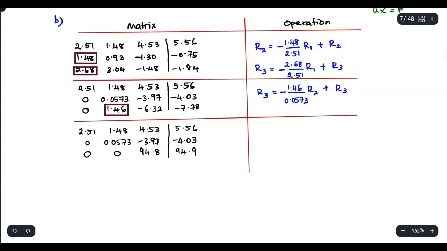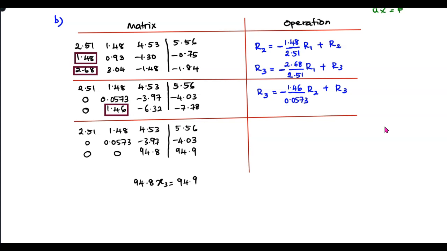Remember our intention in the first place is to have the solution. What is the value of x1? What is the value of x2? What is the value of x3? From Ux equals f here, from the third row, we know that 94.8 x3 equals 94.9 at the right hand side. So obviously, you can get your x3.